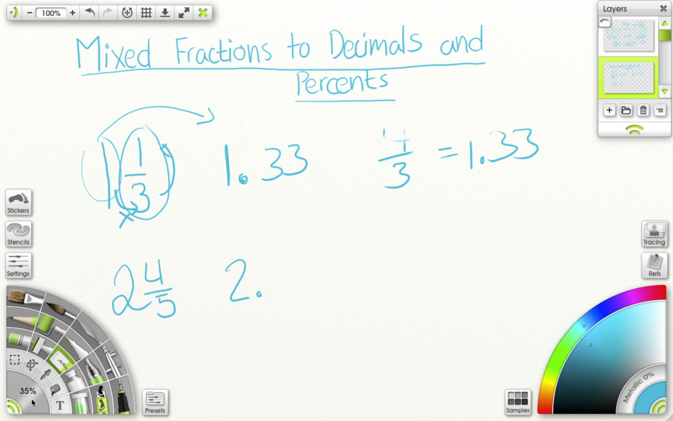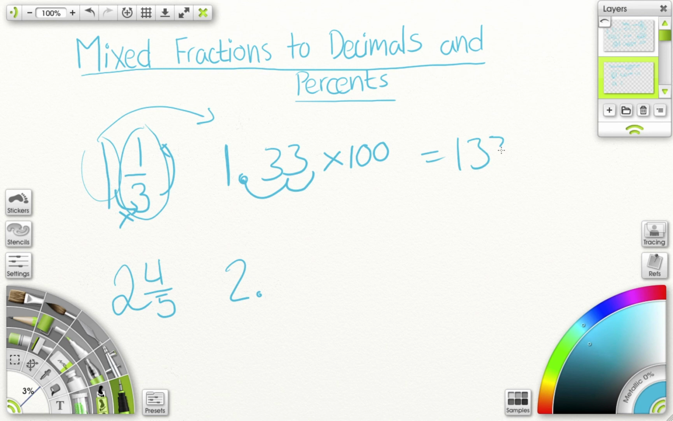So I'm just going to erase this, and then we're going to go into changing that decimal into a percent. So to take it into a percent, I do the same thing. I times it by 100, or I move the decimal spot over 2 spots. So I get 133%. And there we go.